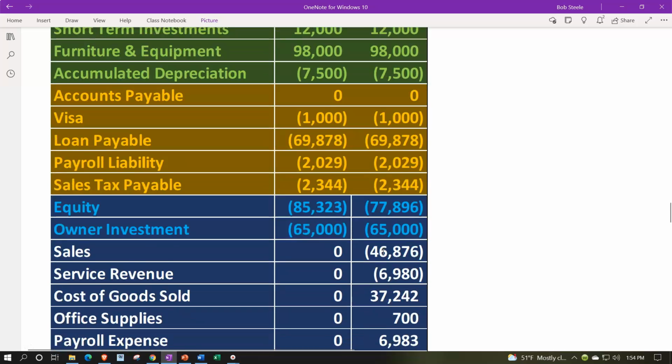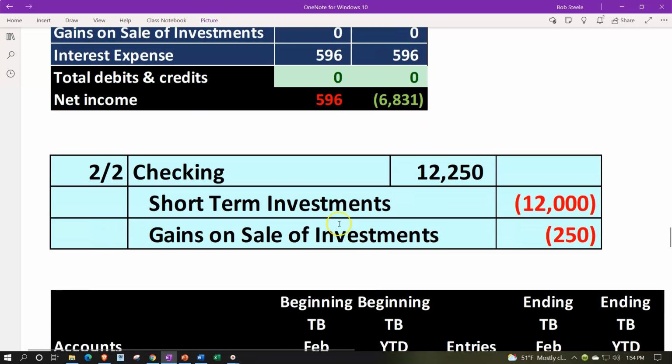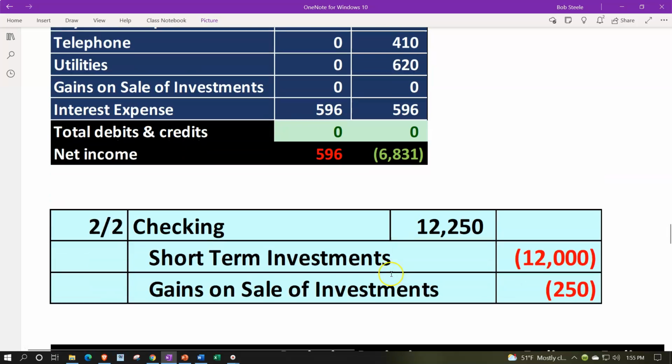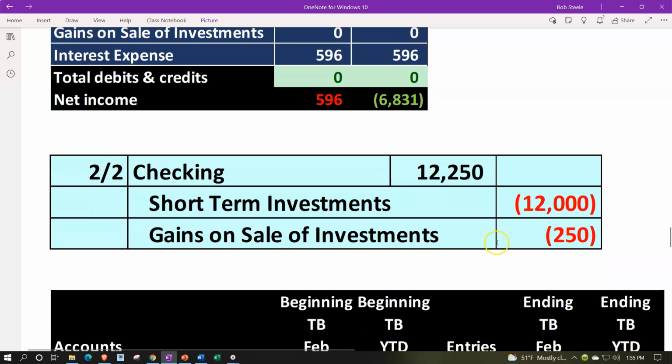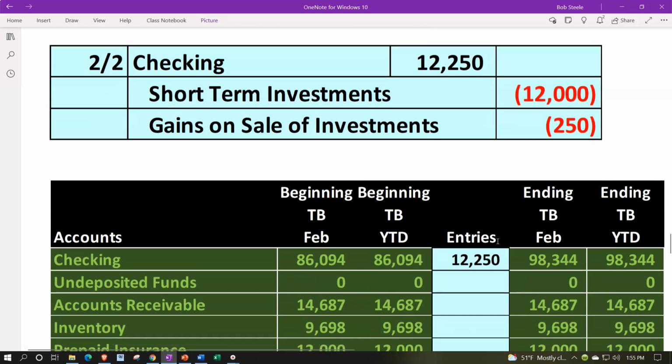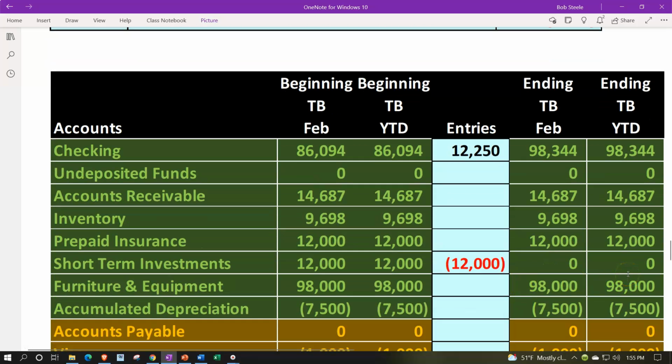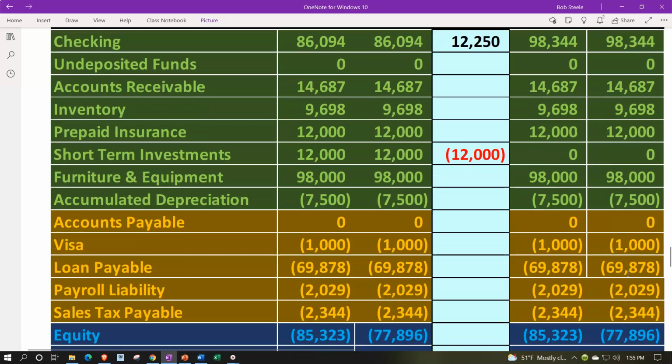So if we saw this with journal entries, it would look something like this. We had this on the books for the $12,000. We're going to debit the checking account for the $12,250, the amount that we sold it for. We're going to credit the short-term investments by the $12,000, and the gain is going to be the $250 on the income statement. So once again, we've got our February numbers and our year-to-date numbers. Checking account is going up by the $12,250, impacting both the current month and year-to-date in the same way because it's a balance sheet account. Short-term investments are going down by the $12,000, bringing it down to zero in both the year-to-date and the current month because it's a balance sheet account.